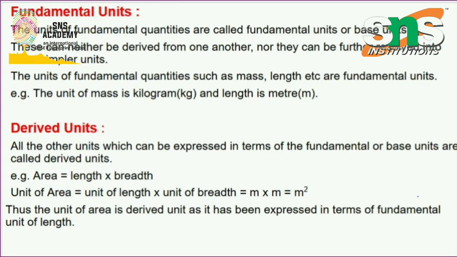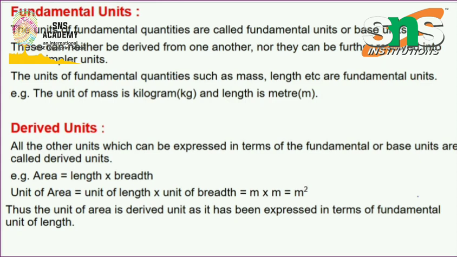For length it is meter. So the SI unit of length is meter. And the second one, SI unit of mass is kilogram. And the third one, SI unit of time is second. And current, SI unit will be ampere. Temperature, the SI unit is Kelvin. Amount of substance, the SI unit is mole. And luminous intensity, the SI unit is candela. So these are the 7 fundamental units.